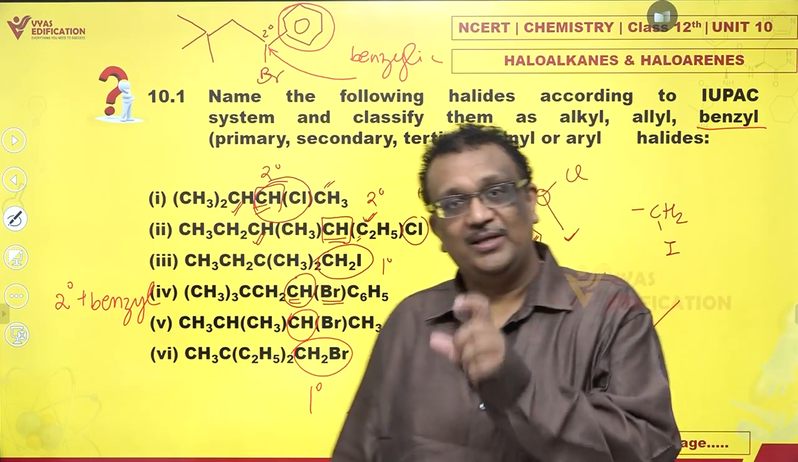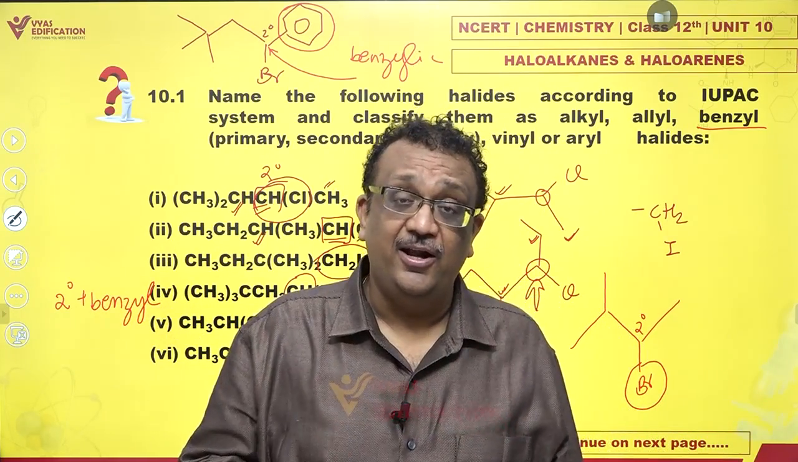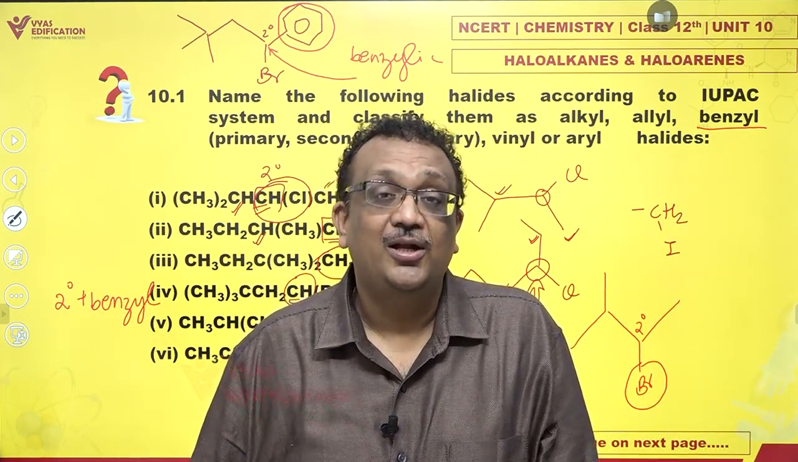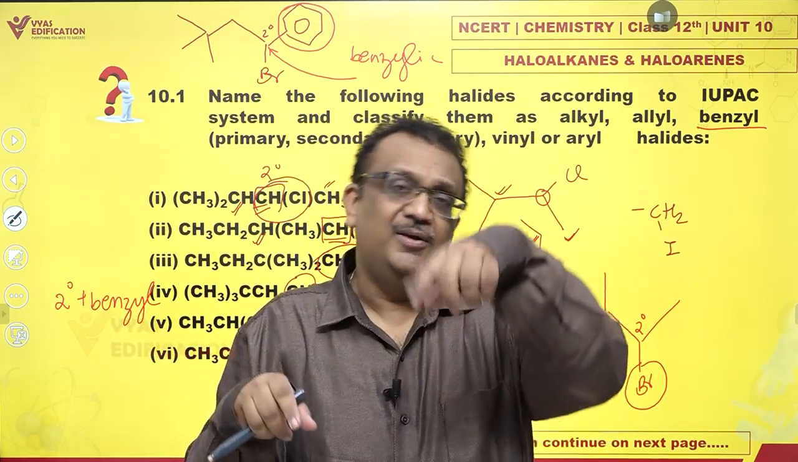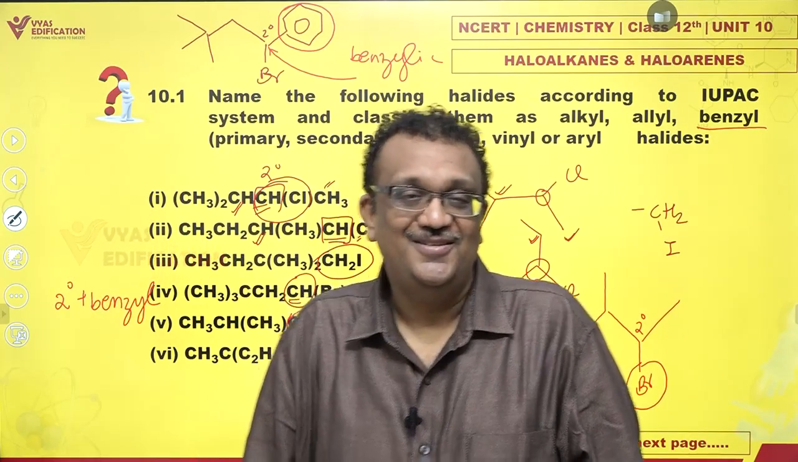So if I have CH2X, it is primary. If I have something then CHX, it is secondary. And if there is no hydrogen attached to that carbon, only one halogen and then alkyl, whatever, then it should be tertiary. Yes, indeed.